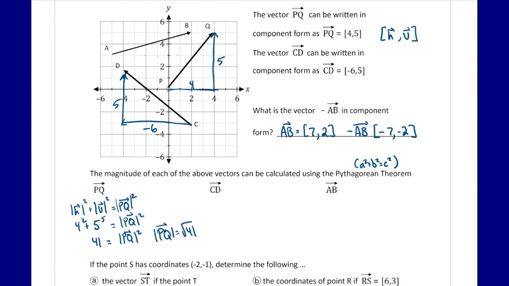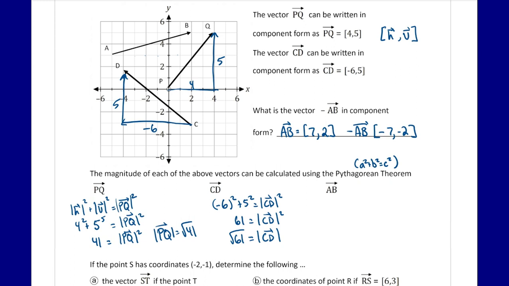CD, again, the nice thing about the Pythagorean theorem is that when you square these negative numbers, it doesn't really make a difference. So I can say negative 6 squared plus 5 squared is going to equal the magnitude of CD squared. So I have 36 plus 25. The negative just cancels out. So I have 61 is equal to the magnitude squared. So that means the magnitude is the square root of 61. I'm going to leave it as a square root. I could go through and evaluate what the actual value is, but I'm going to leave it because it's not turning into a nice value. So I might as well keep it as the exact value.